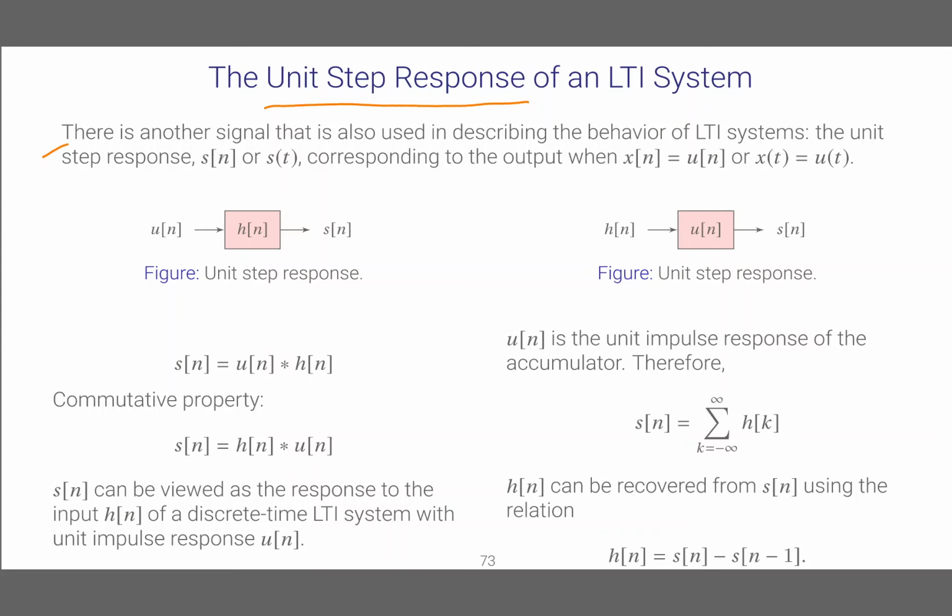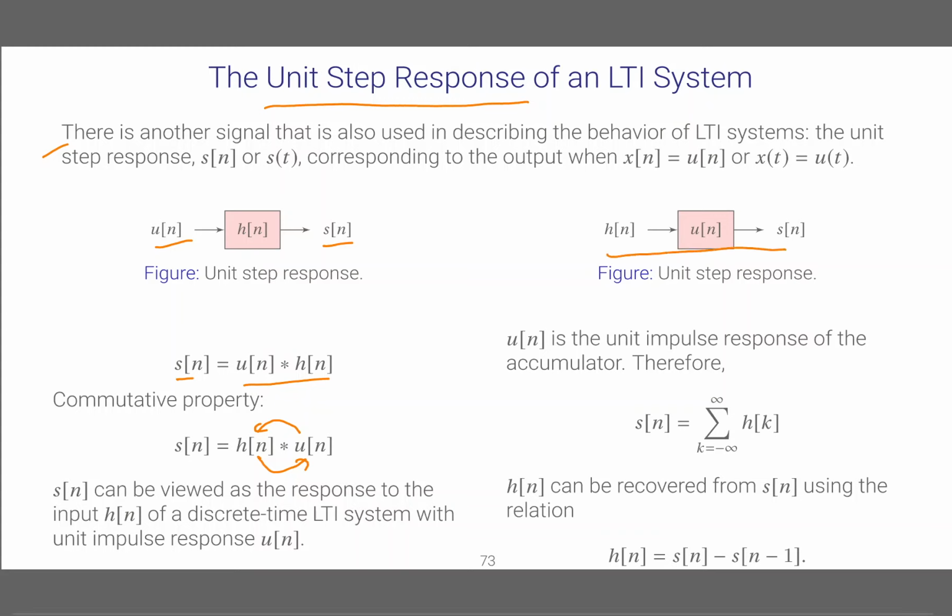If the input is a battery of 1 volt and you turn the switch on, it is a step input. So it is easy to practically observe this. You give u[n], the step, to the system h[n], and the output is designated s[n]. So s[n] is u[n] convolved with h[n]. By the commutative property you can switch these two. So s[n] can be viewed as the response to input h[n] of a discrete-time LTI system with the unit impulse response u[n].